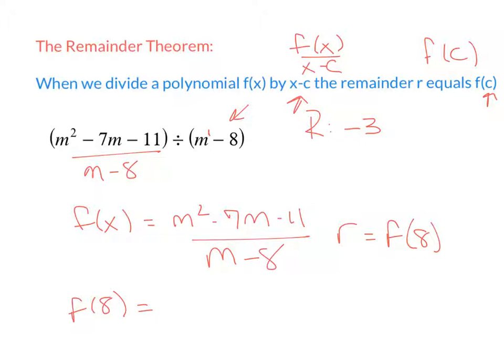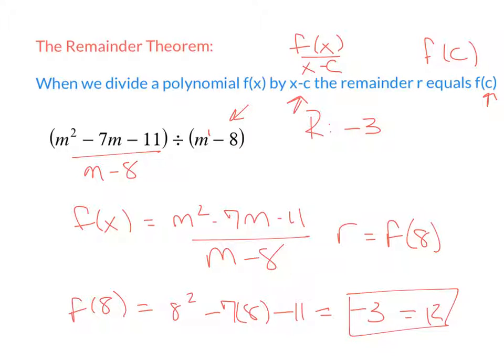So that means that you take your polynomial and plug in 8 wherever you see m. So 8 squared minus 7 times 8 and minus 11. When you plug this in your calculator, you do get negative 3. So that is your remainder. So if you remember from the last slide, I had negative 3 as a remainder. This is a way to check yourself. The remainder theorem states if you divide by something that is linear, x minus c, and you plug that opposite number into that polynomial that you started with, you end up getting the remainder.